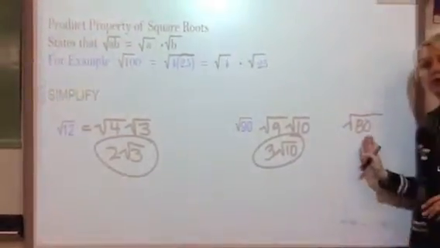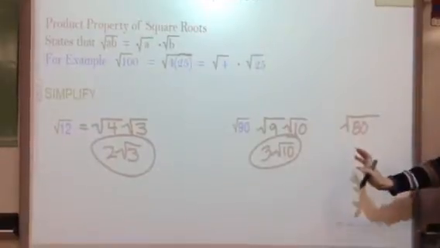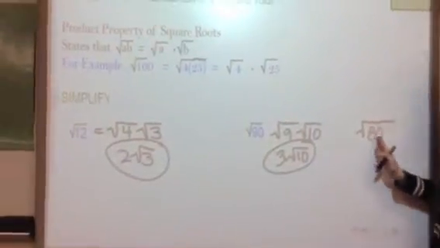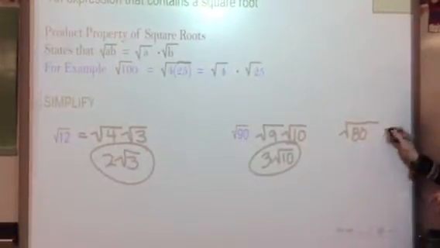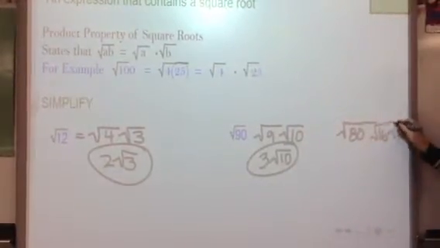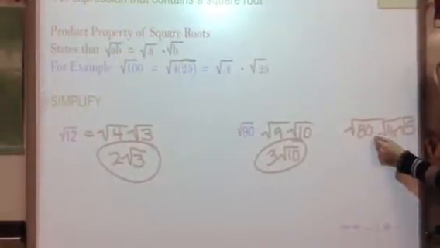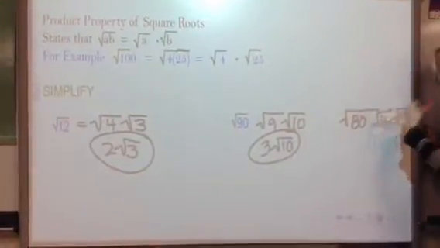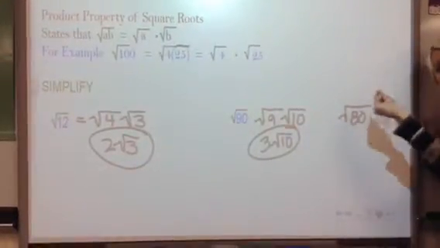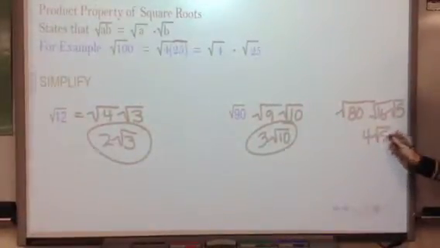We'll try one more, radical 80. Try to think to yourself what your greatest perfect square factor would be. It can actually be divided by 16. It's radical 16 times radical 5, because 16 times 5 is 80. Were you thinking of 16? Were you going high enough? You have to make sure that you go to the highest perfect square, the greatest perfect square. So then that would be simplified to 4 radical 5.